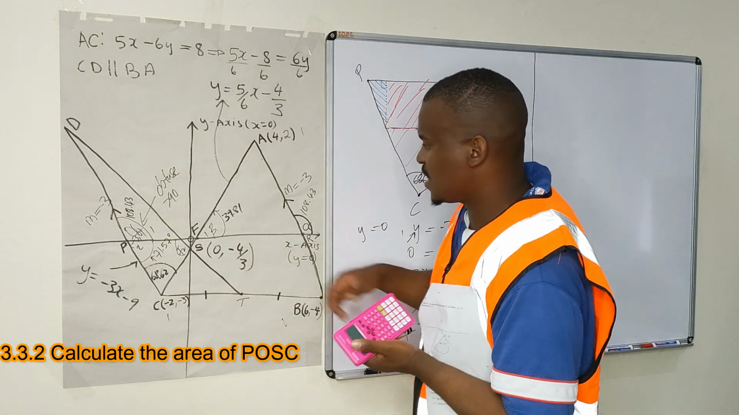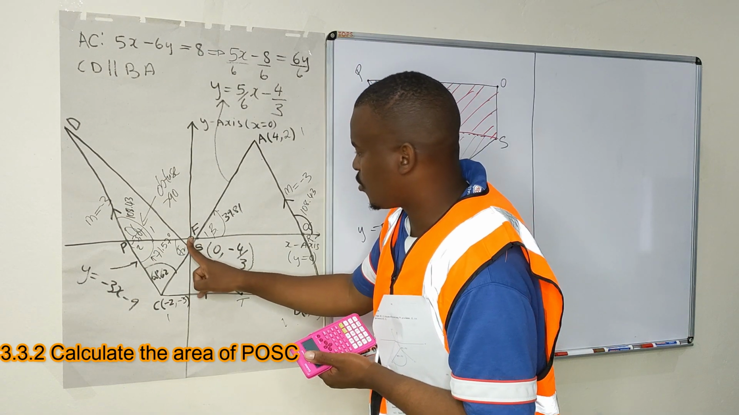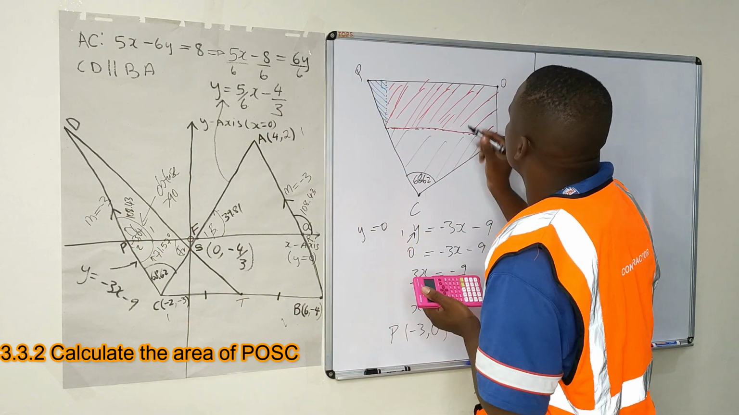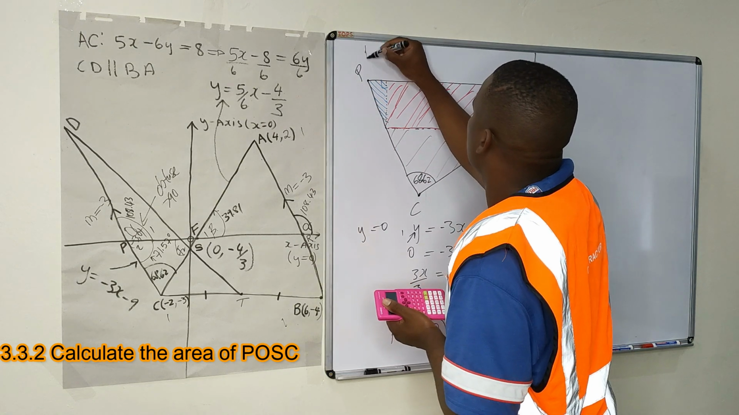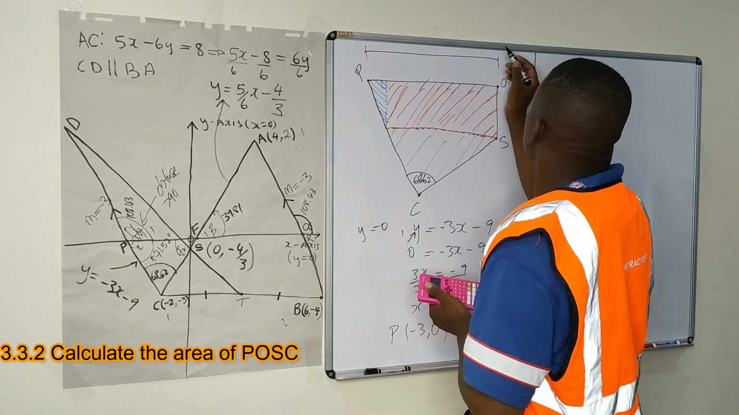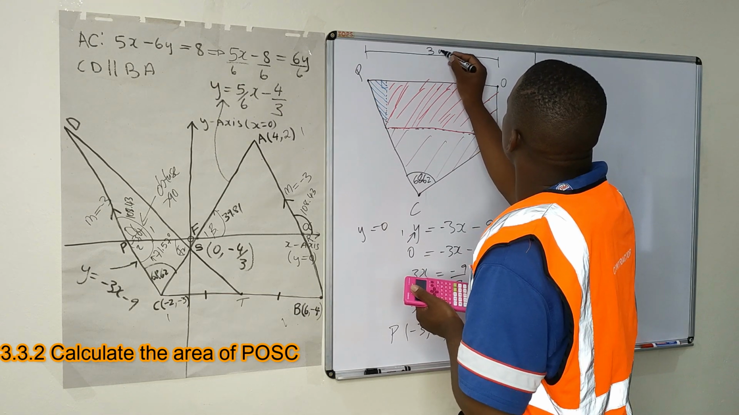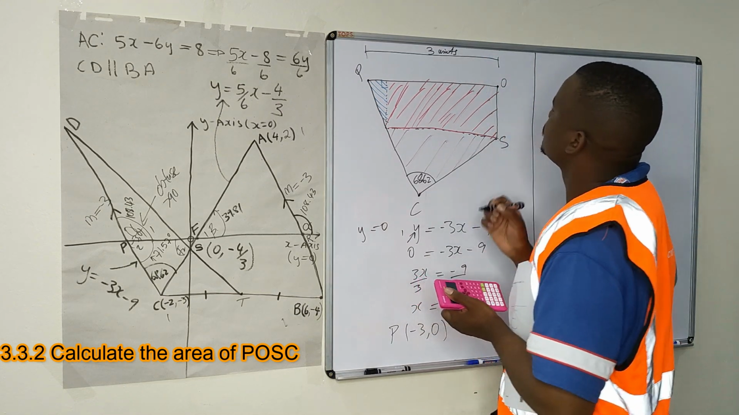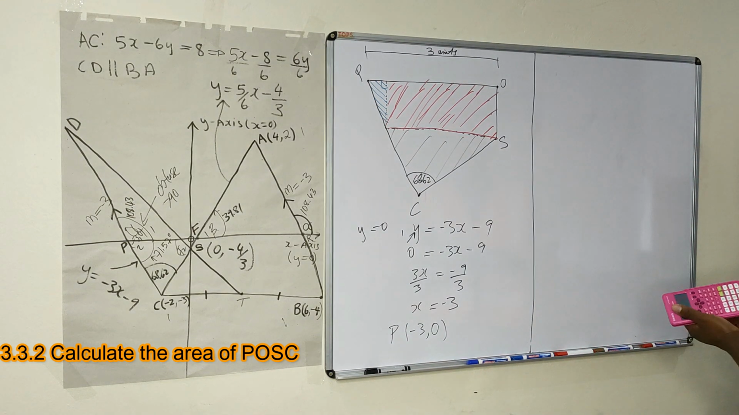So if this is minus 3 and 0, the distance from this to that is 3 units. So all this distance here, from here to here, all of it is 3 units. This is what I can say.